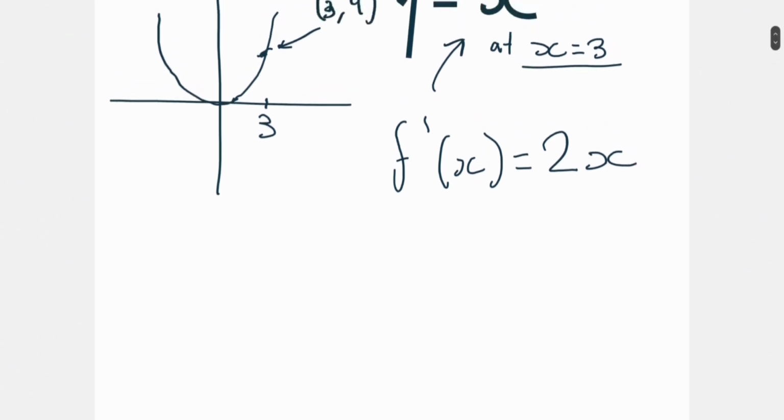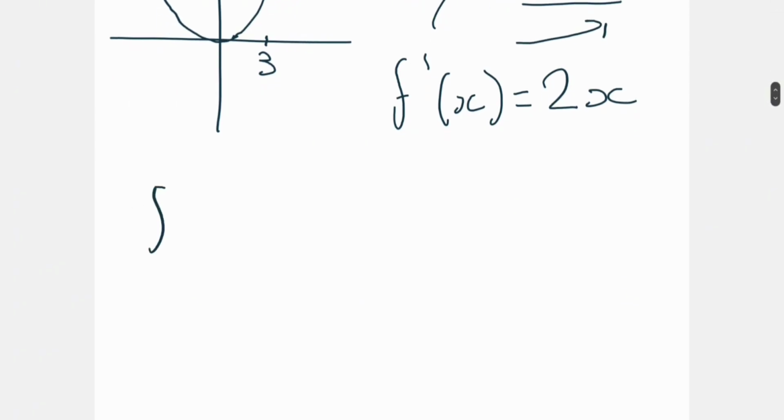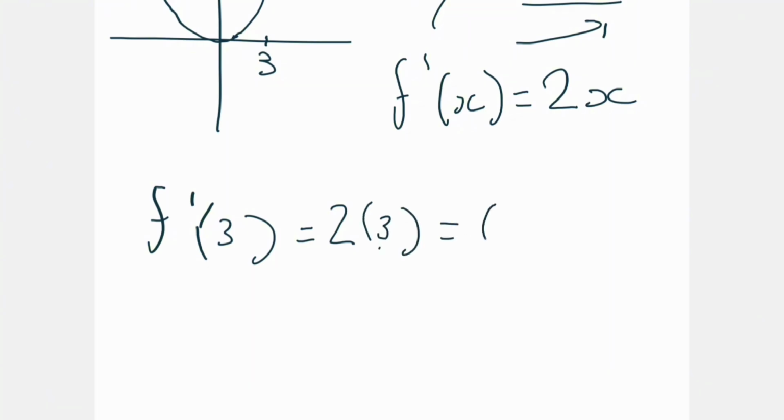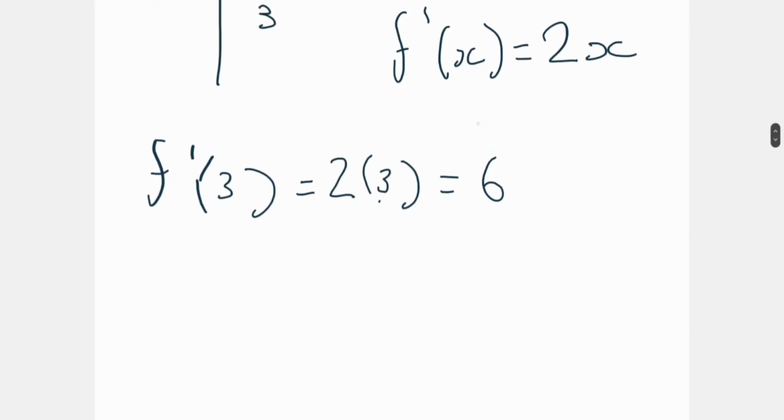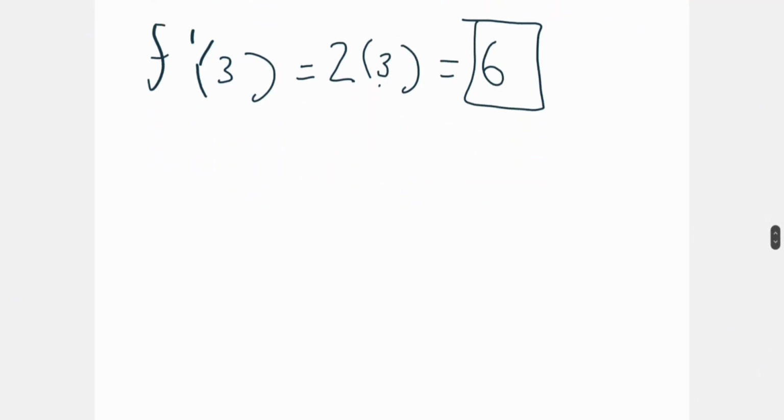Okay, so if x is our 3, this means f prime of 3 equals 2 times 3, which equals 6. So this is going to be the slope of our tangent line. So we can write it like this. This is the slope form of writing it down.